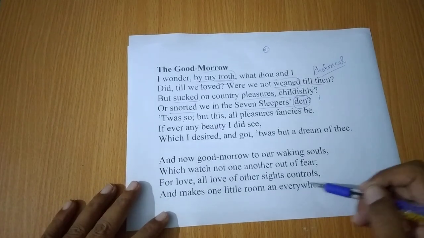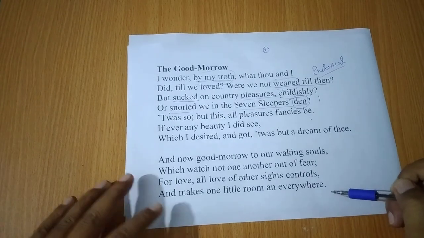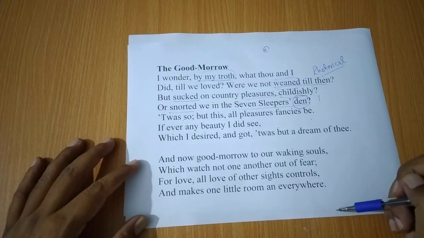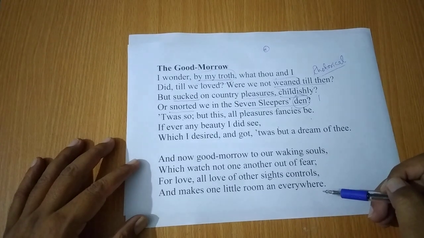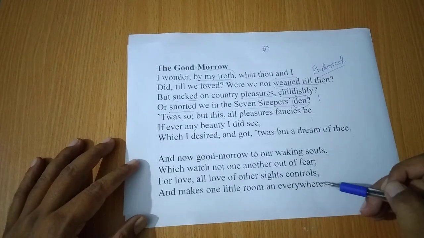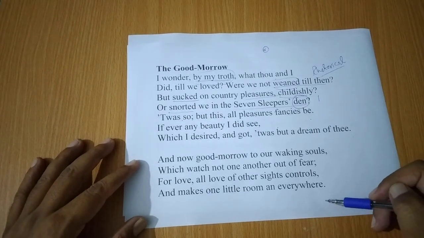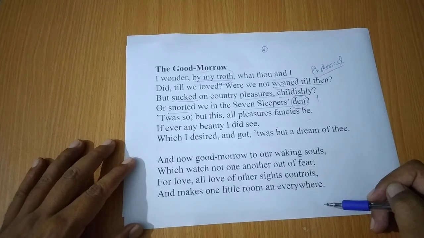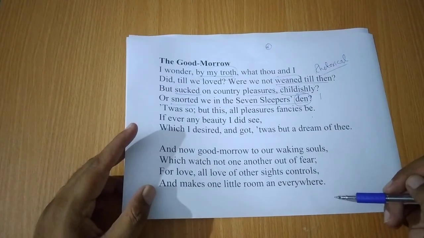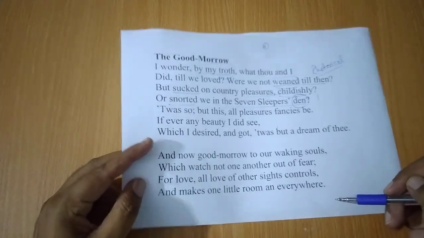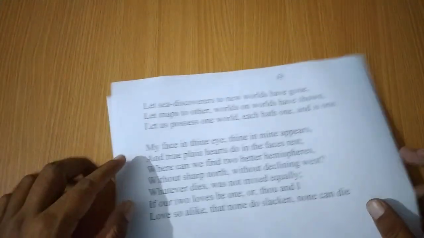for love all love of other sights controls and makes one little room an everywhere. Now it is because of the power of love, and it is because of the relationship of love, and it is because of that intensity of that love that the little room which they share with each other has become the entire world. This has assumed cosmic and universal importance and significance for these lovers.